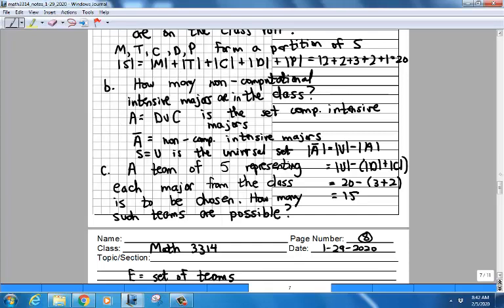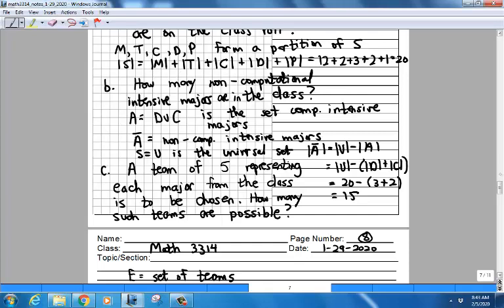So let's see, what did we do here? We let A be the union of these two subsets. What were those? The data science majors and the computer science majors. The union of those two parts of the partition is the set of computationally intensive majors. And so the non-computationally intensive majors are going to be the complement of that set in the class, so the class plays the role of the universal set for the purposes of forming the complement.